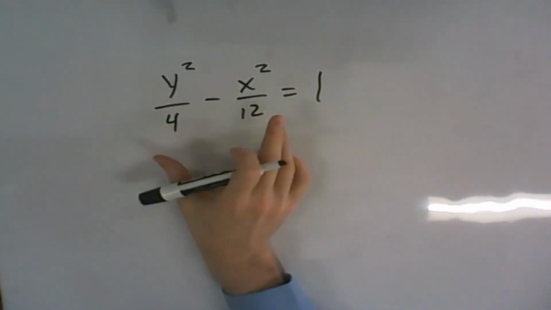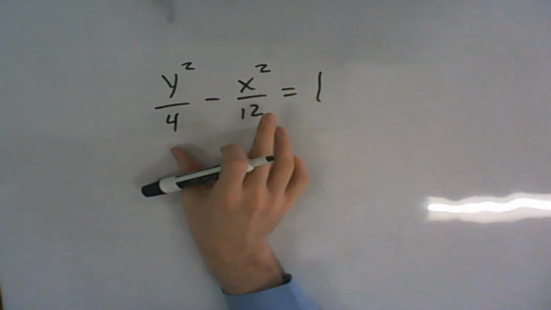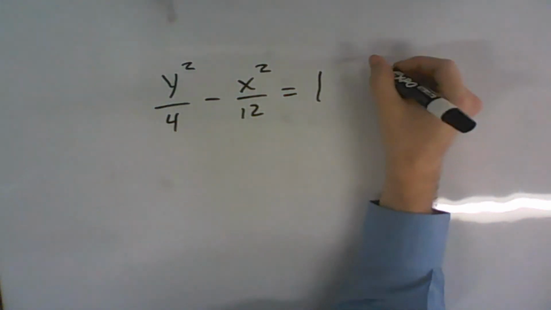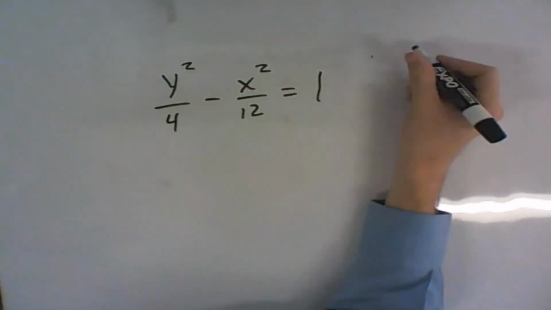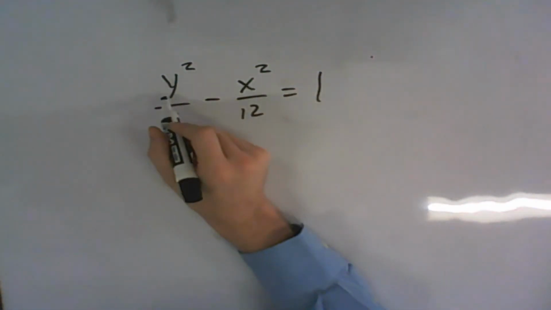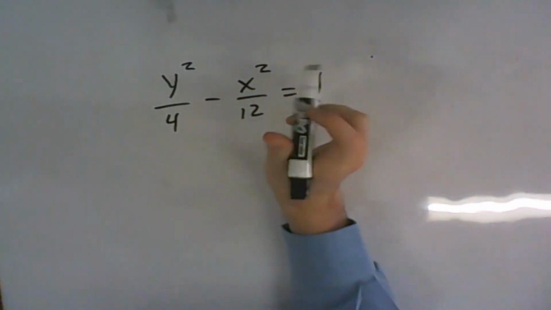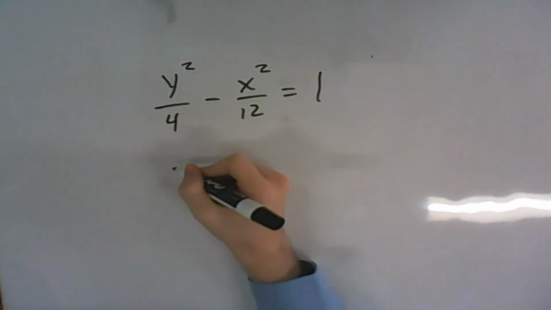So when our vertices have the y values change, the y should be positive, the x should be negative. Go back to that in a minute.